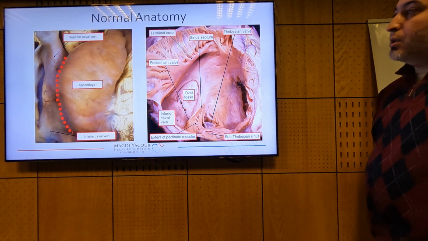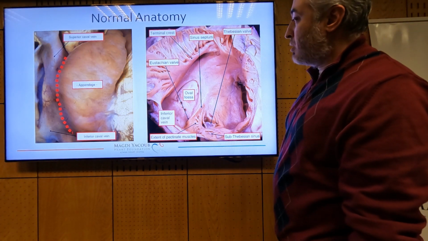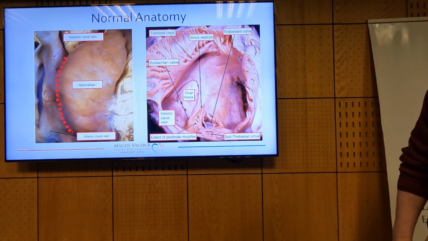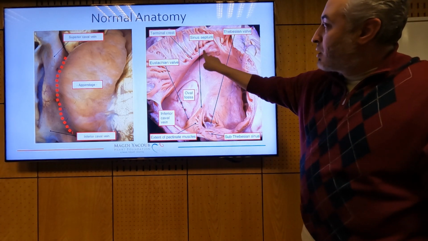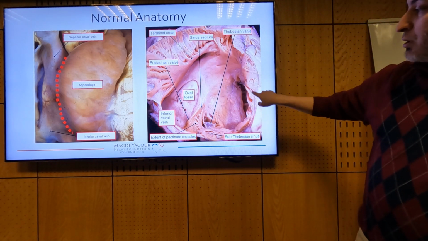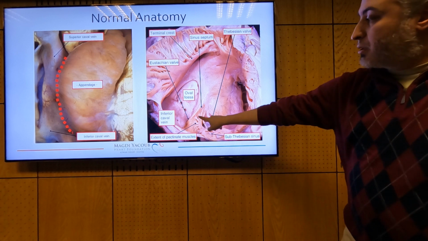So this is the shape of the right atrial appendage from outside, and this is the anatomical view of the right atrium. So fossa ovalis, crista terminalis, right ventricle through the tricuspid valve. This is the triangle of Koch.